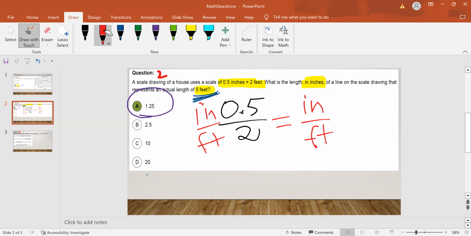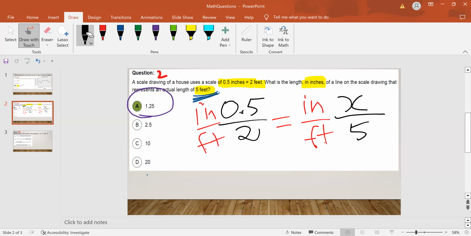Or another person could say, you know what, I want to put the foot or the feet on top and the inches on the bottom. It's also fine, but you have to do the same thing for the second fraction. Here we're going to have inches. We don't know that inches, so we're going to call it x. Remember, x or variables or letters are used in math to represent what? Unknown. We don't know that inches because that's the question. But the feet, we know that, which is 5.